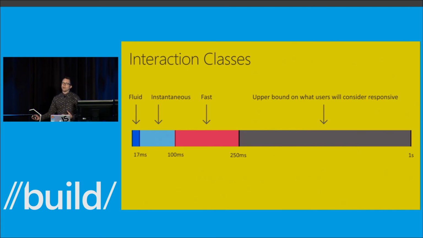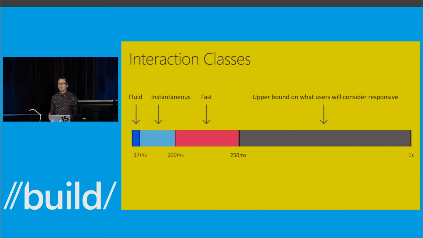Over towards the far left-hand side of this chart, you'll see fluid. That's 17 milliseconds. If you do the math, that really calculates to about 60 frames per second. That sound familiar? We're all trying to chase after that golden 60 frames per second. So that fluid class is less about user interaction with your app and more about users' perception of your app. So this is animations and transitions and the like.